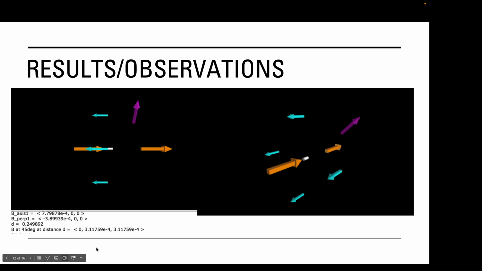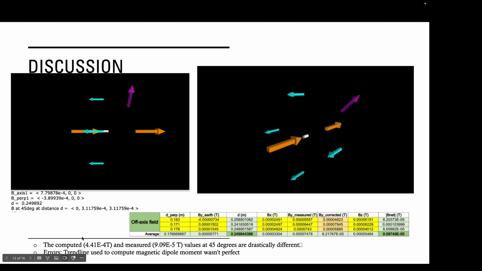This is the computed value, in which when we take the magnitude of it, we get 4.41 e to the negative 4 Tesla. When we compare it to the measured value, 9.09 e to the negative 5 Tesla, from our magnetometer, we can see that they're drastically different from each other. This can be explained because the computed value is based on ideal conditions, while for the measured value there are a lot of factors that can take place, which can affect the general trend line and also the computation.